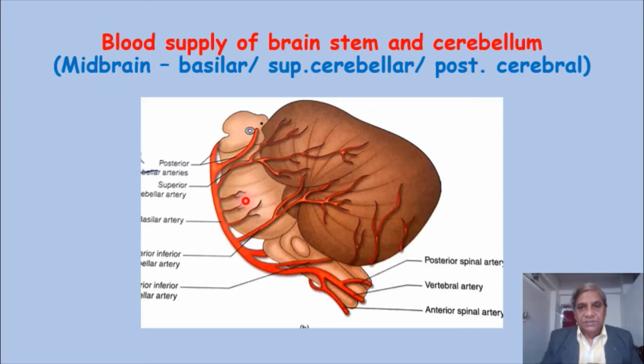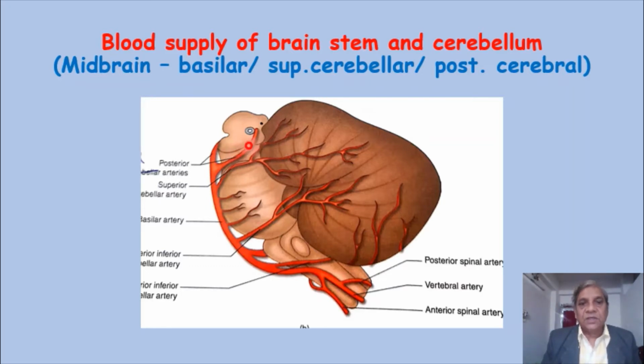Now let us concentrate only on the arteries which supply the midbrain. This is the cross section: midbrain, cerebral aqueduct, cerebral peduncles, and on the posterior aspect the colliculi. So this is the midbrain. Let us see which branches supply only the midbrain. The midbrain is supplied by branches coming from the basilar artery which run upward. Then the superior cerebellar artery also gives many branches to the midbrain. So second is the superior cerebellar.